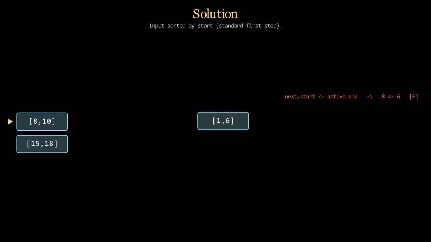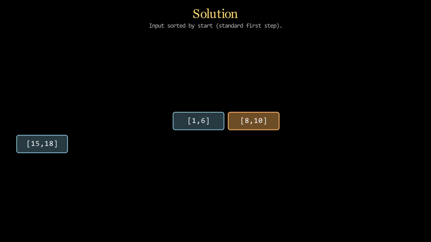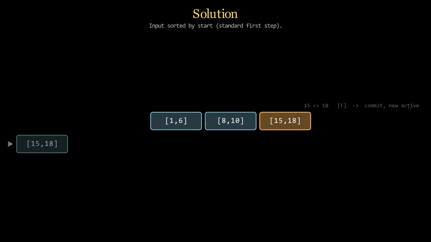8 is greater than 6, so there is a gap. Lock in [1, 6] as finished, and treat [8, 10] as the new active interval. If a later interval like [9, 9] lies completely inside the active range, the condition still holds, but the end does not move. The interval adds nothing new, so we skip it. Finally, [15, 18] starts after 10, so we commit [8, 10] and take [15, 18] as the last piece. One loop with a max on the end handles every overlap case.